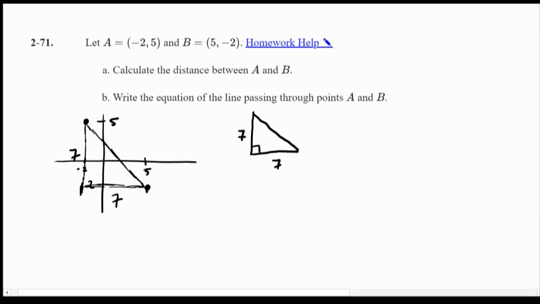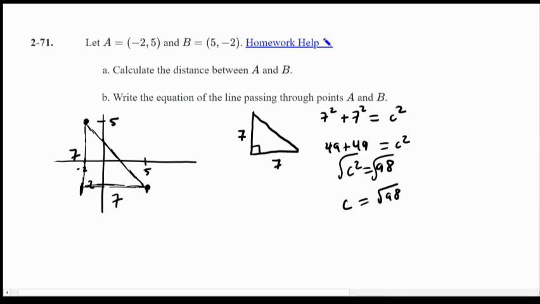And a couple things that I know about this. I will, for the distance, do it 2 different ways. The first way that works all the time is just using the Pythagorean theorem to figure out what this is. So I would get a squared plus b squared equals c squared. So 49 plus 49 equals c squared. That would be 98. C squared equals 98. Square root both sides. C equals the square root of 98, which I can break down into 49 times 2, 7 times 7. So that's equal to 7 root 2.